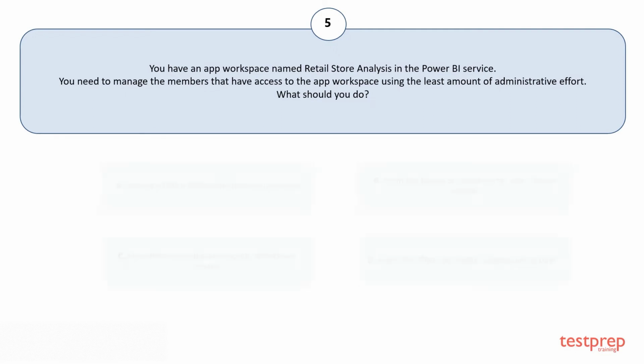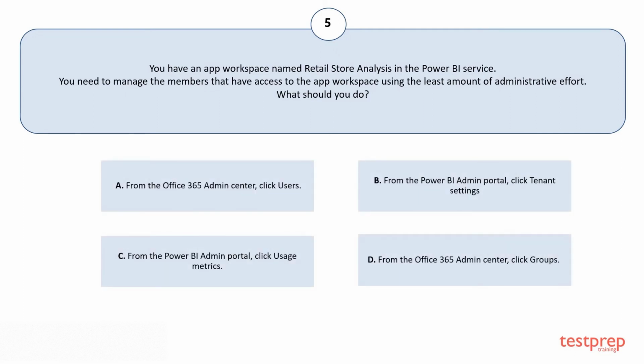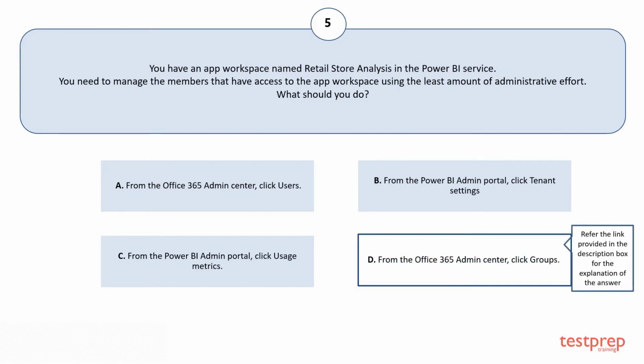Your options are: A. From the Office 365 Admin Center, click Users. B. From the Power BI Admin Portal, click Tenant Settings. C. From the Power BI Admin Portal, click Usage Metrics. D. From the Office 365 Admin Center, click Groups. The correct answer is option D.